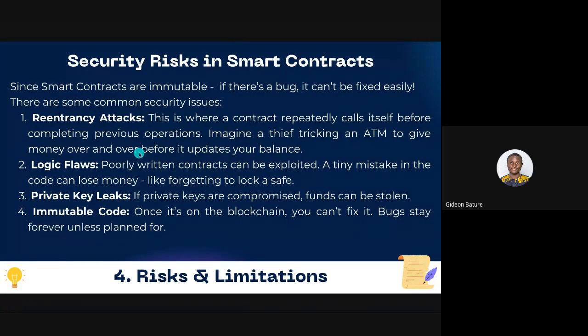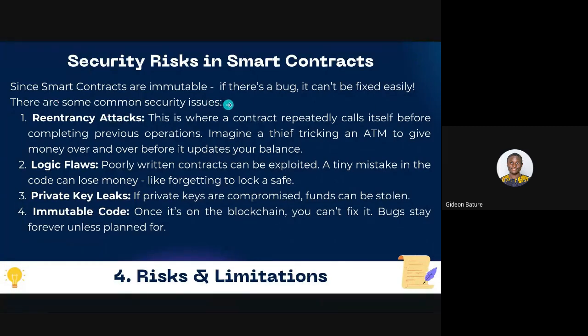So now let's look at security risk in smart contracts, right? It says since smart contracts are immutable, remember we said it cannot be changed, it means if there is a bug, it cannot be fixed, at least not easily. Now, why can the bug be fixed? The bug can be fixed because the smart contract can be upgraded. So in the upgraded version, they can fix that bug. But of course, upgrading a smart contract too is not easy. That's why I see here, they say it can't be fixed easily, not that it cannot be fixed. It can be fixed, but not easily.